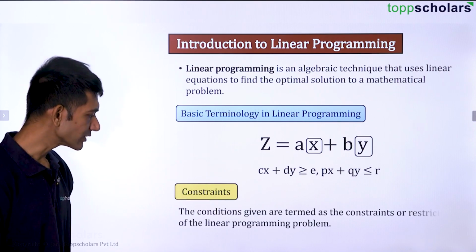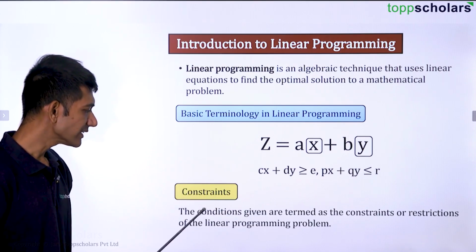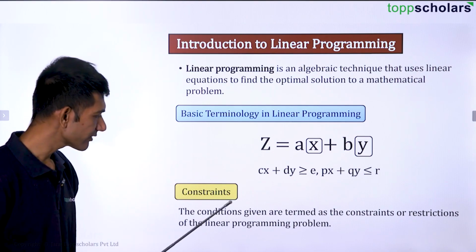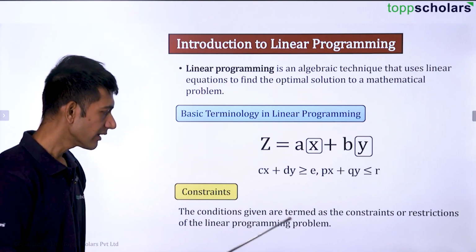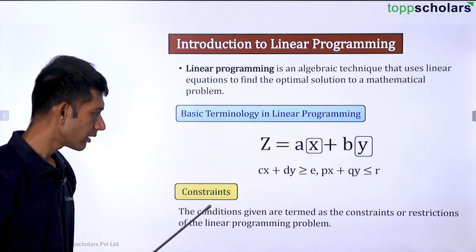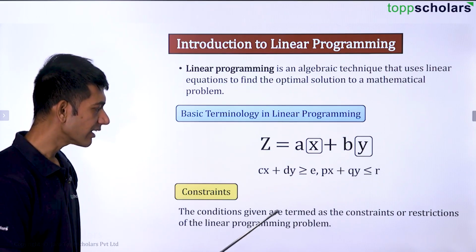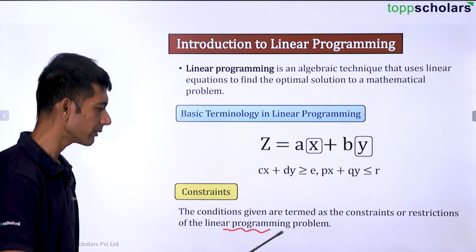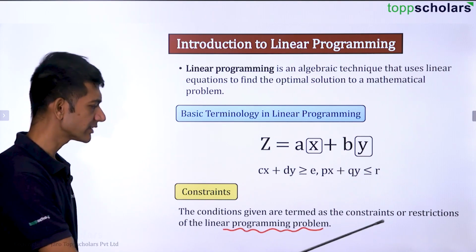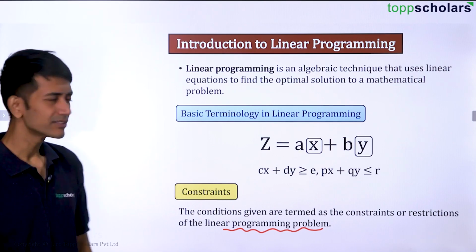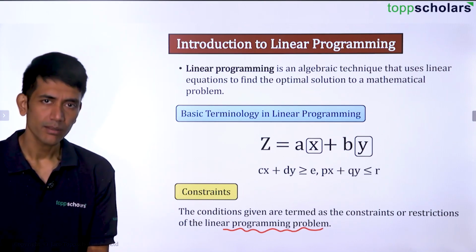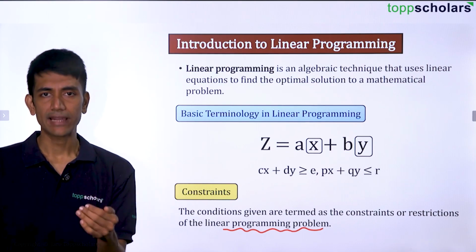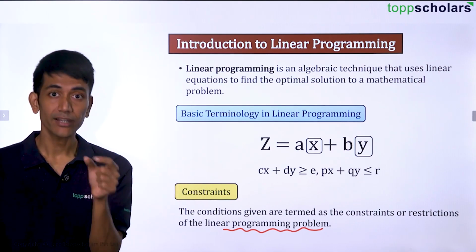Now let us talk about the constraints. So constraints are basically the conditions. Constraint means what? Constraint is the condition, right? Or you can say the conditions given are termed as the constraints or restrictions of the linear programming problem. Basically the same thing. Now a condition is, for example, that my calorie intake should be less than 1800 calories, suppose. So that is a condition, right, or a constraint.